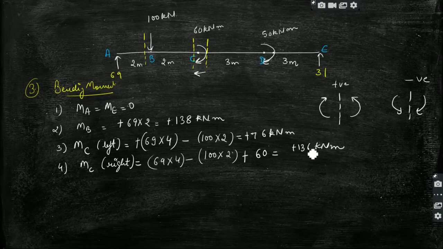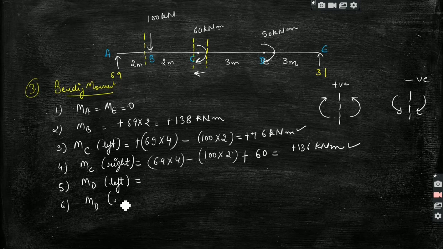So what this implies is that when a bending moment is acting at a point on the span of the beam, then at that same point, point C, we will get two values because of the acting external bending moment, right? Similarly, we will adopt the same method for calculating the bending moment at D by taking two sections, one at the left of D and one at the right of D.